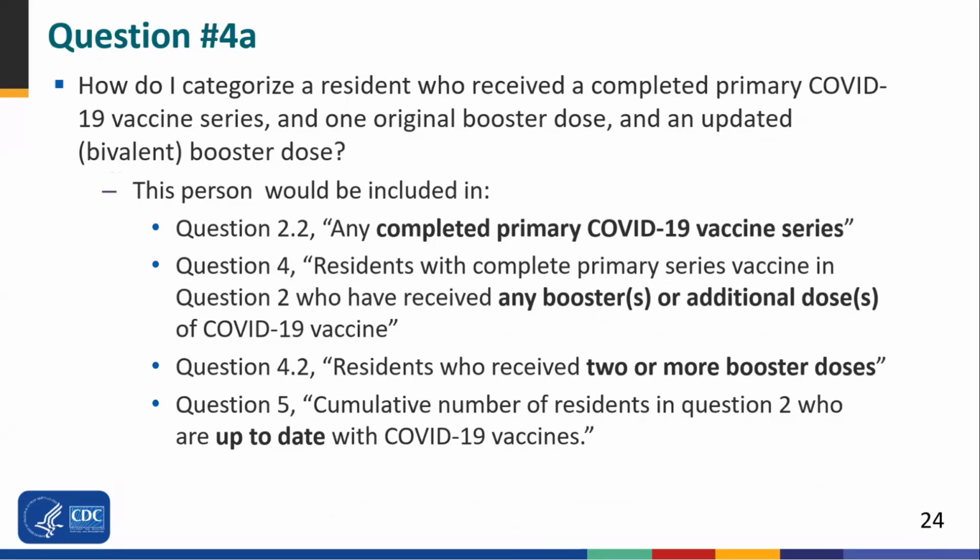In this question, a resident received a completed primary COVID-19 vaccine series and 1 original booster dose plus a bivalent booster dose. This person is considered up to date because they received a booster dose after their additional dose and 2 or more booster doses. They would be counted in questions 2.2, 4, 4.2, and question number 5.